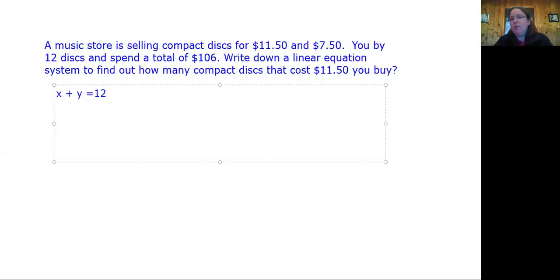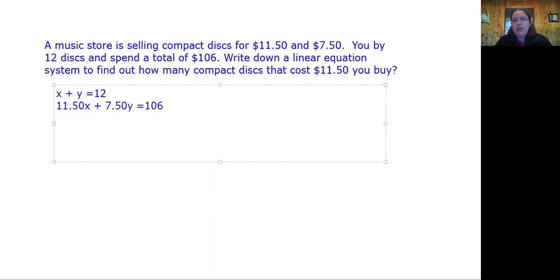Then we make up an equation for the actual amount that we're going to spend. So we say that $11.50 times X number of CDs that we buy plus $7.50 times Y number of CDs that we buy is equal to $106. So here is our linear equation. So now what's the next step?